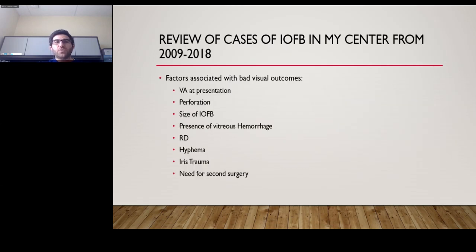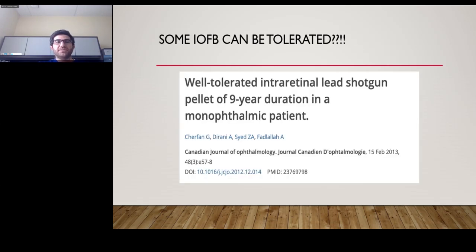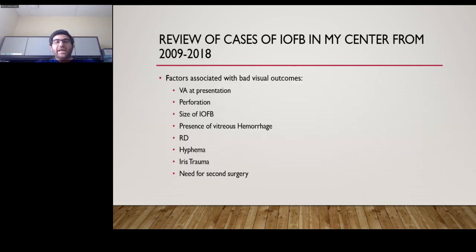The factors that were associated with bad visual acuity were the presence of low visual acuity at presentation, the presence of associated perforation, the size of the intraocular foreign body, the presence of vitreous hemorrhage, the presence of associated retinal detachment, the presence of hyphema, the presence of iris trauma as defined by iris dialysis or iris atrophy, and the need for a second surgery. This work will be submitted soon for publication.